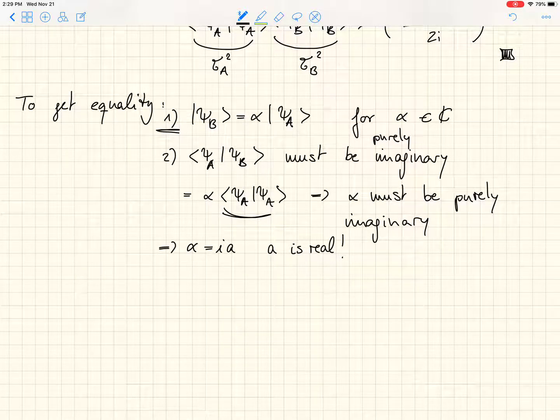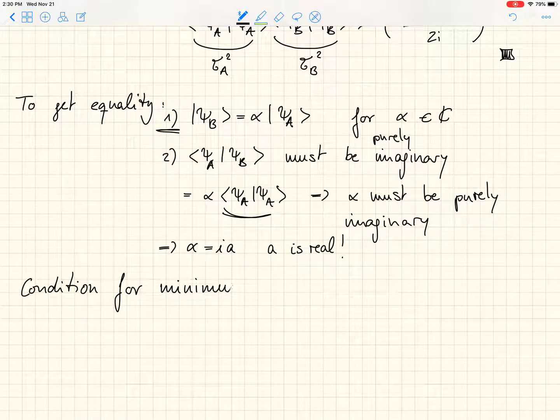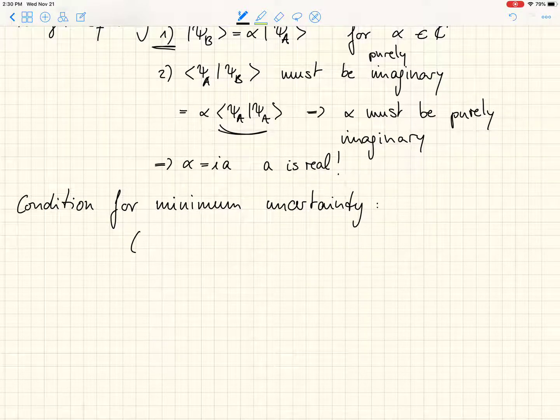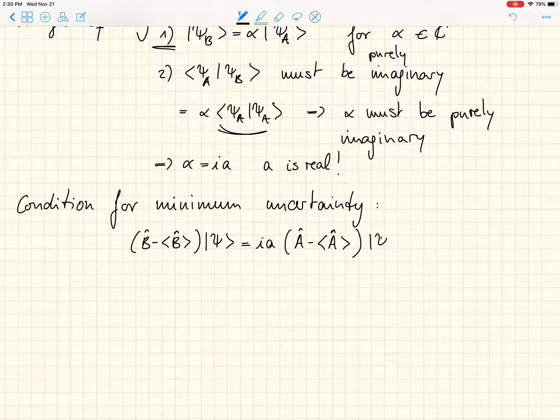So the condition to get minimum uncertainty for a quantum state psi, with respect to any observables A and B, is that psi_B, which is (B minus ⟨B⟩) acting on psi, has to be equal to i times a times (A minus ⟨A⟩) acting on psi, with a real.